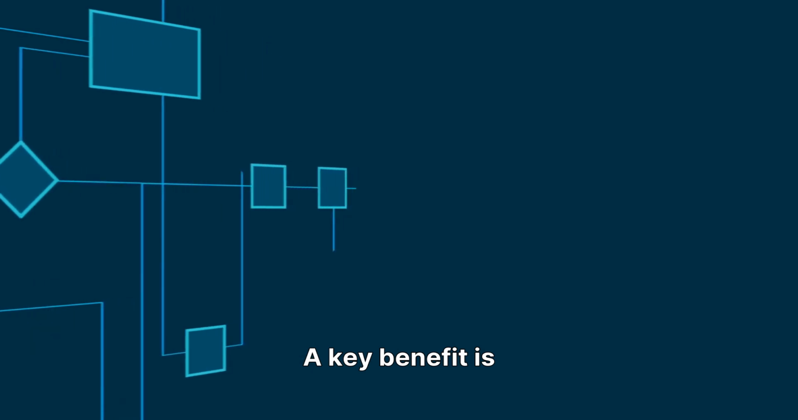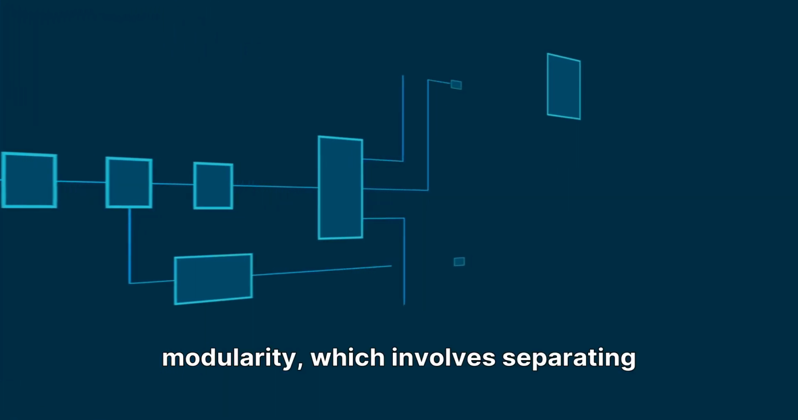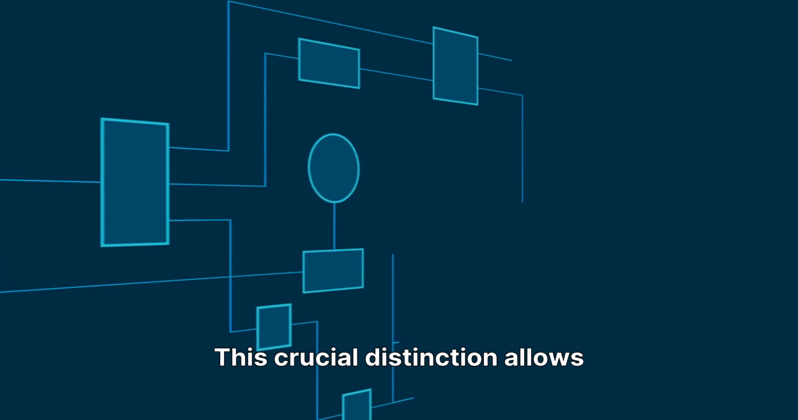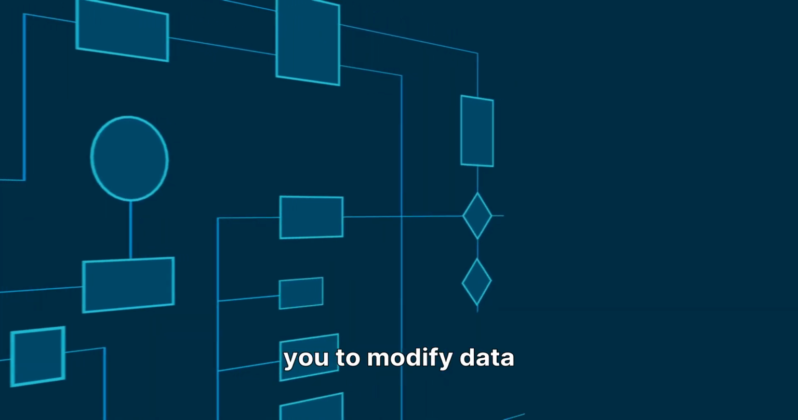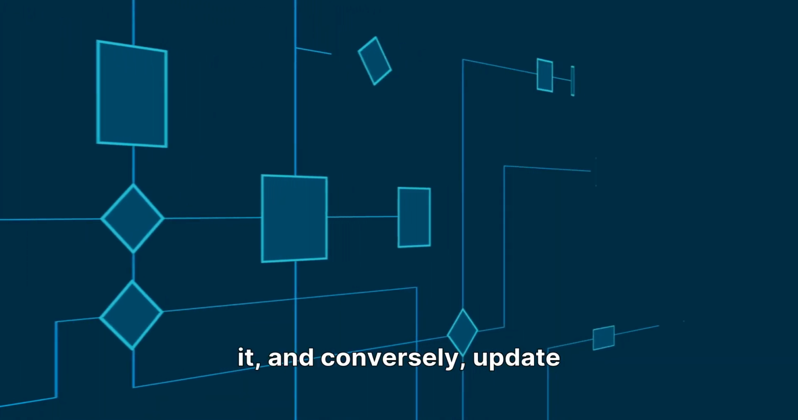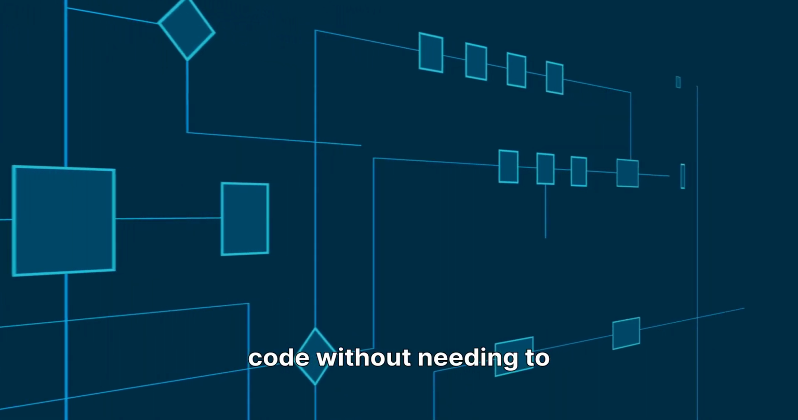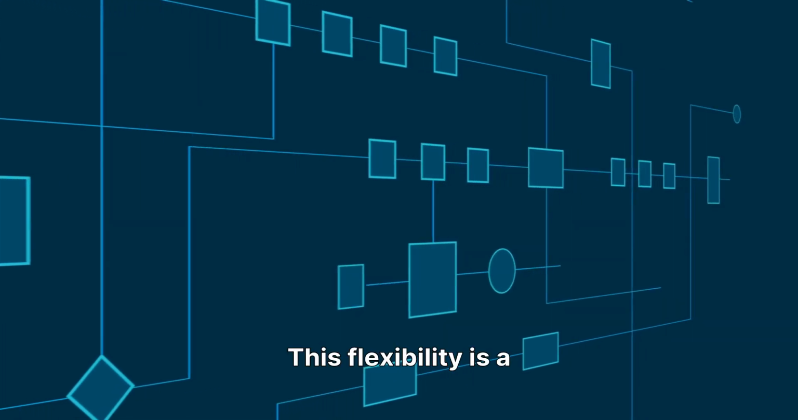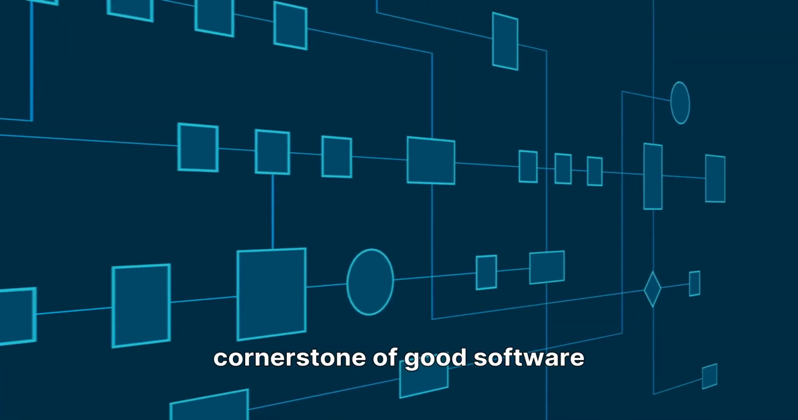A key benefit is modularity, which involves separating data from logic. This crucial distinction allows you to modify data values without altering the underlying code that uses it, and conversely, update code without needing to touch the data. This flexibility is a cornerstone of good software design.